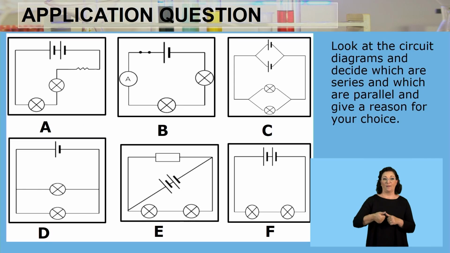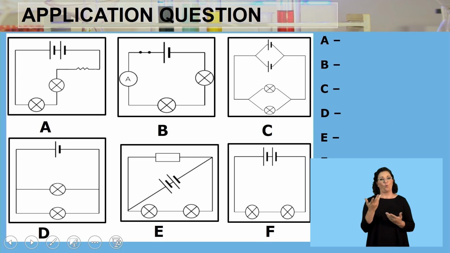Now, moving on to the next part of questions. So we need to now look at the circuit diagrams and decide which are series and which are parallel, and give a reason for our choices. Which ones of these circuits are series and which ones of these circuits are parallel? So we have circuit A.